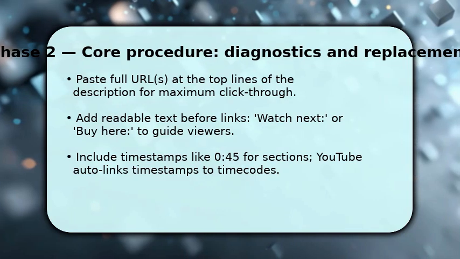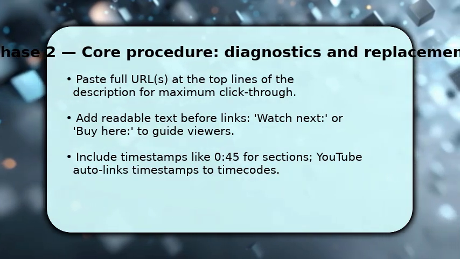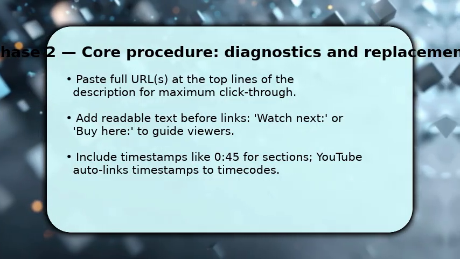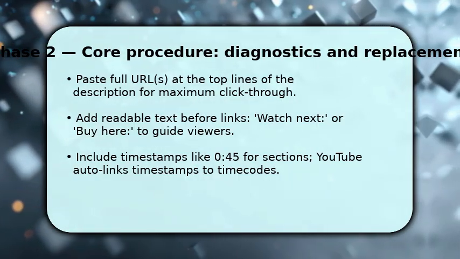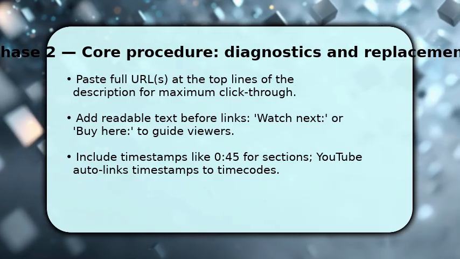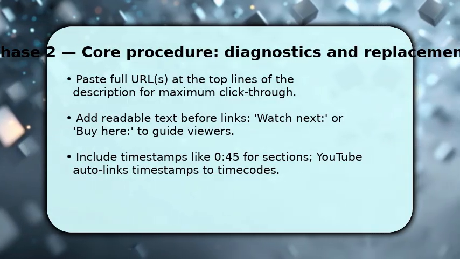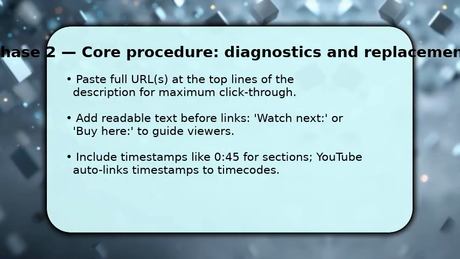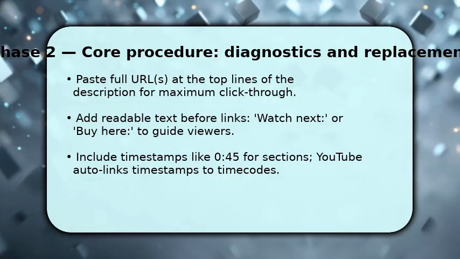Now edit the description field directly. Paste your full URLs on separate lines near the top so viewers see them immediately. Add short descriptive labels before each link, for example, "watch next" or "get details here" to clarify intent. If you want a link to a specific moment, add timestamps such as 0:45 or 3:12. YouTube converts those into clickable jump points.